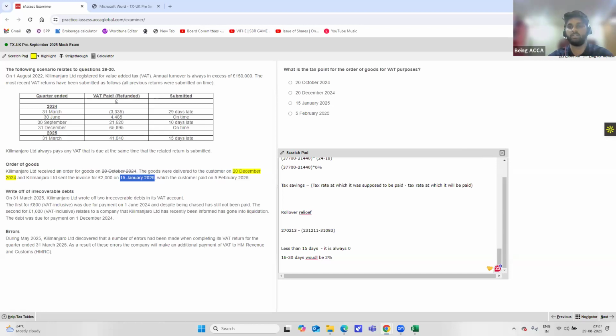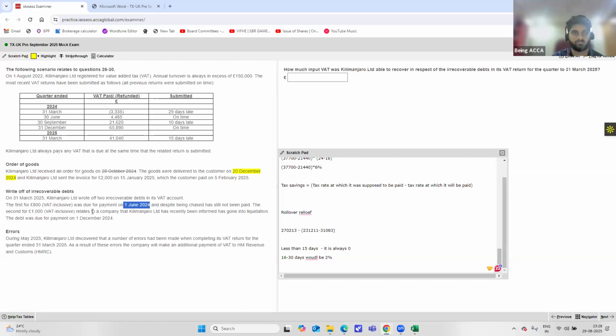All right, let's move on to the next question. How much input VAT was Kilimanjaro able to recover in respect of irrecoverable debts in its VAT return for the quarter to 31st March 2025? So here there have been two irrecoverable debts. One relates to 800 pounds and the other to 1,000 pounds. The 800 pounds payment was due on 1st January 2024 and the other is 1st December.